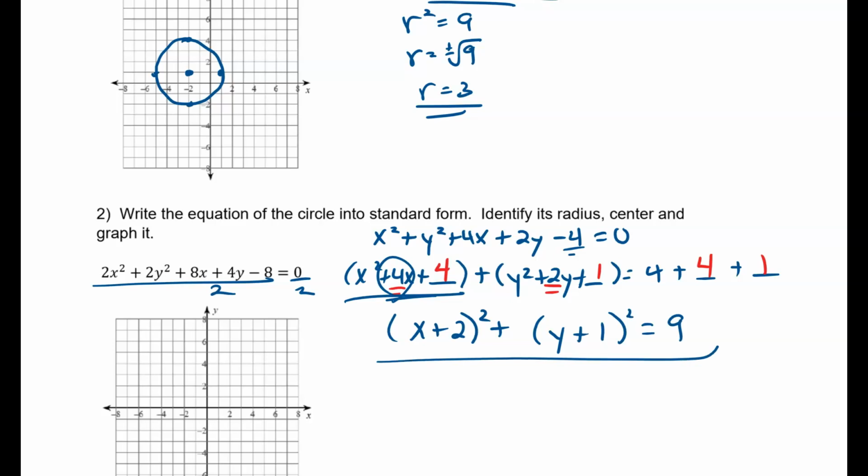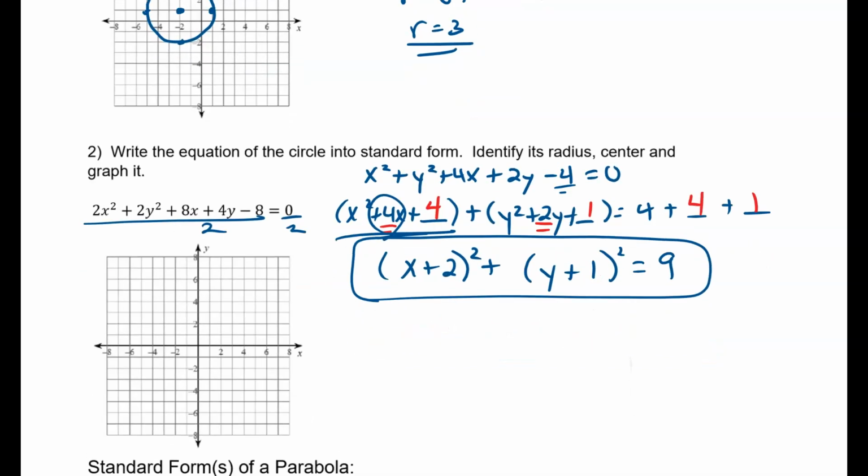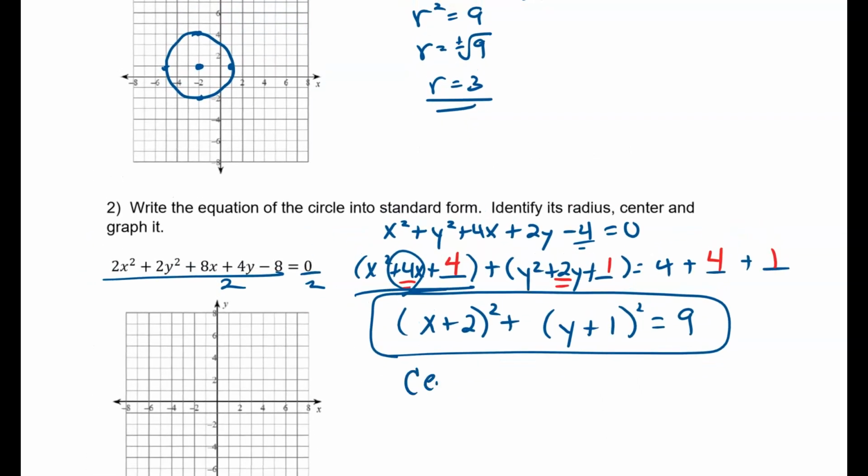So here is the standard form of the equation, but now we need to pull out its center and also its radius before we graph. The center for this circle is at -2, -1, so -2, -1, and the radius is the square root of 9, which gives us 3.